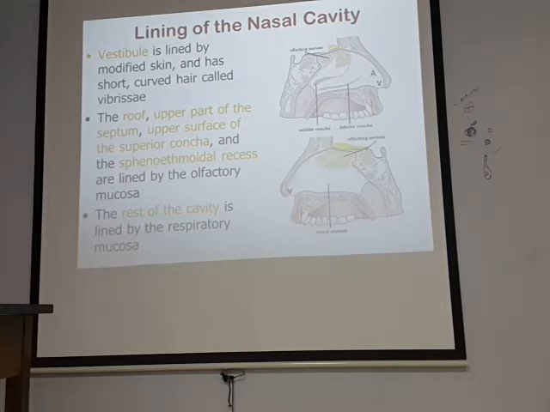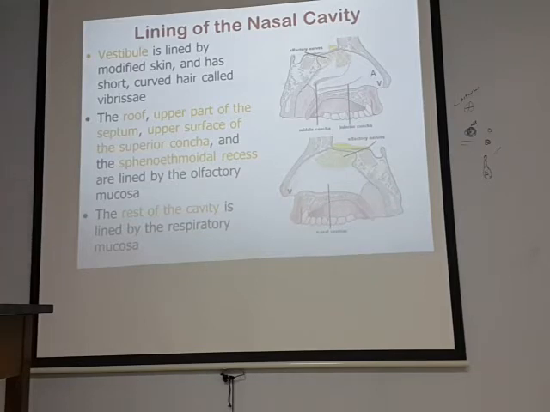Next is the lining of the nasal cavity. The vestibule is lined by modified skin, which has short and curved hairs called the vibrissae. The roof, the upper part of the septum, the upper surface of the superior concha and the spheno-ethmoidal recess are lined by the olfactory mucosa, one third, as I told you, up to the superior concha. It is lined by the olfactory mucosa for olfaction, smell. The receptors convey the information to the brain by the olfactory nerve.